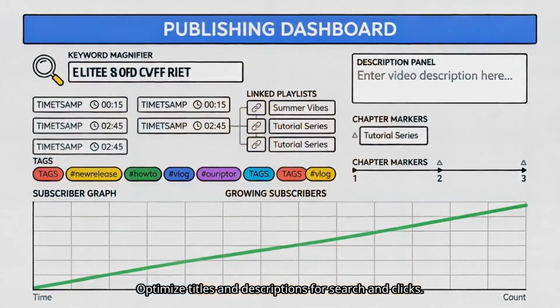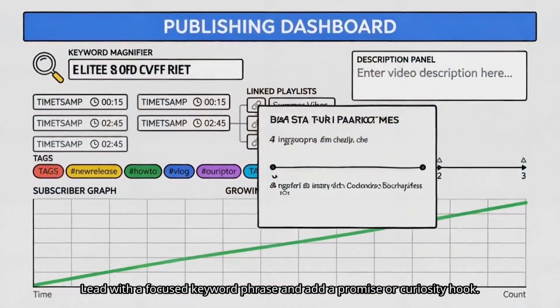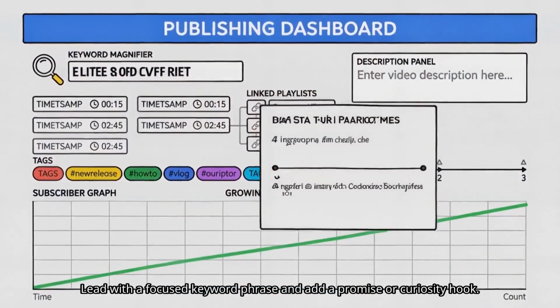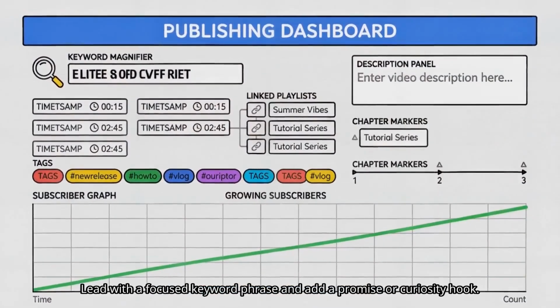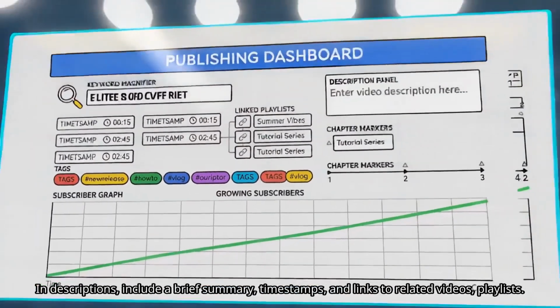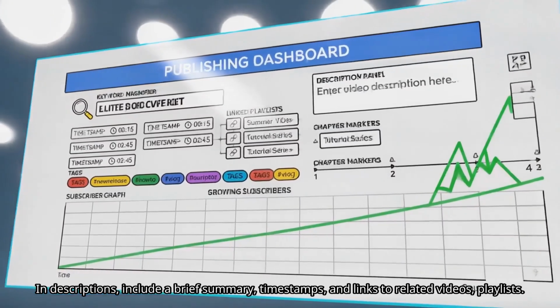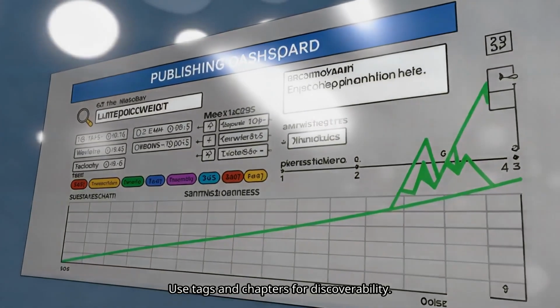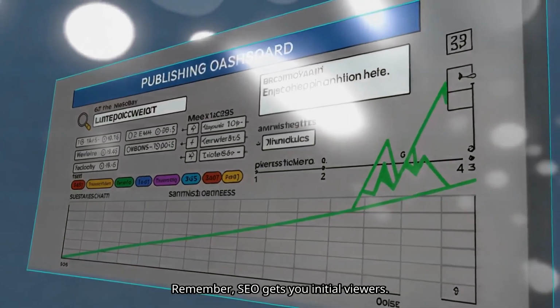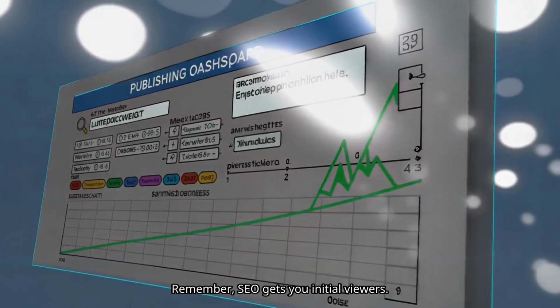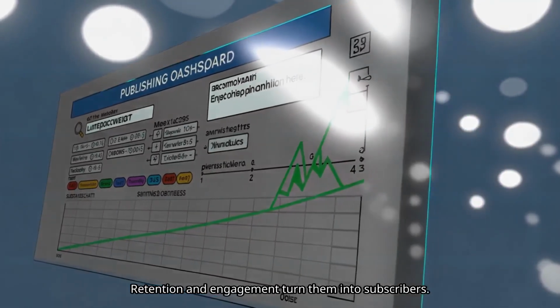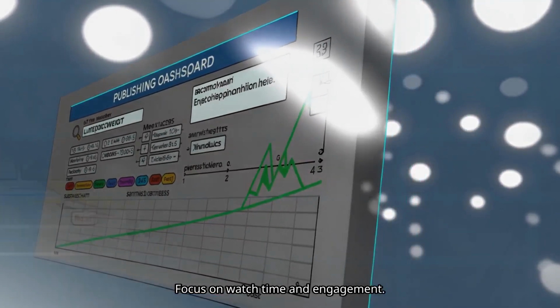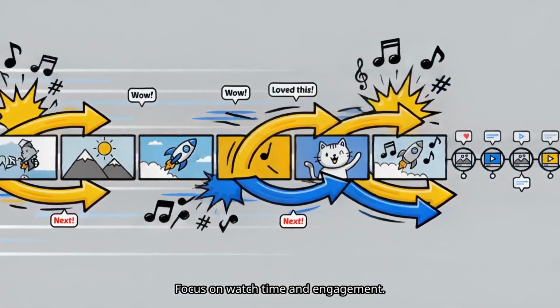Optimize titles and descriptions for search and clicks. Lead with a focused keyword phrase and add a promise or curiosity hook. In descriptions, include a brief summary, timestamps, and links to related videos and playlists. Use tags and chapters for discoverability. Remember, SEO gets you initial viewers. Retention and engagement turn them into subscribers. Focus on watch time and engagement.